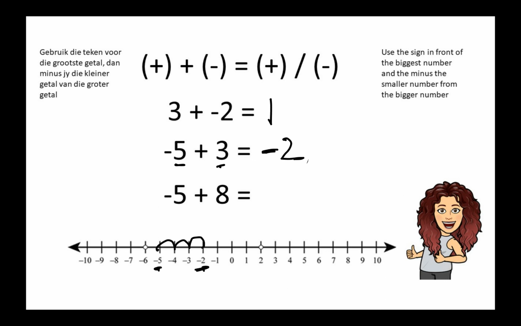-5 plus 8. 8 is the bigger number, so my answer will be positive. We don't write the positive sign in front of it, but I don't mind in the beginning while you're practicing if you do it. And then 8 minus 5 will be 3. Okay, practice these on your worksheet, and please ask if you get stuck.